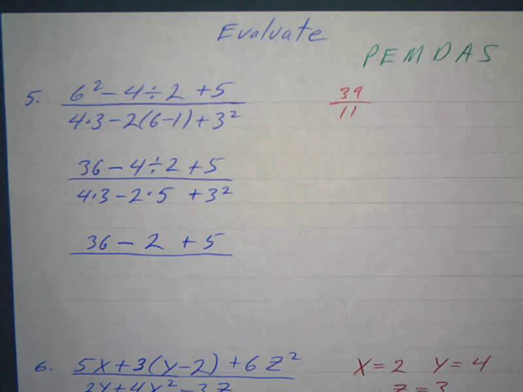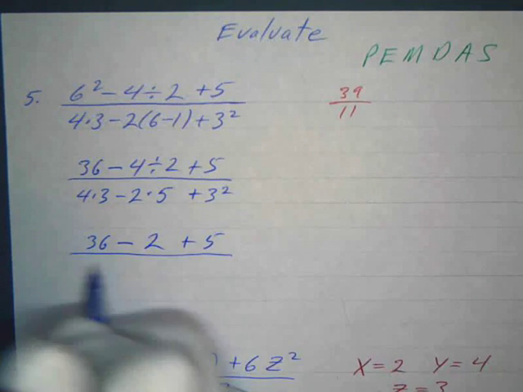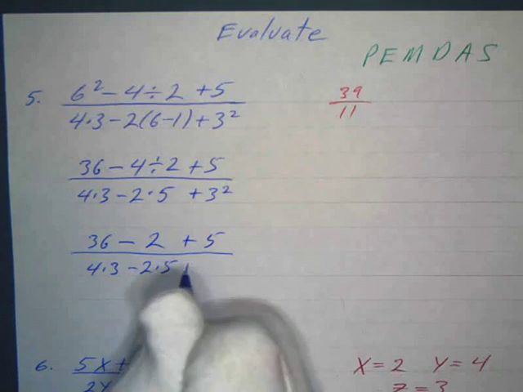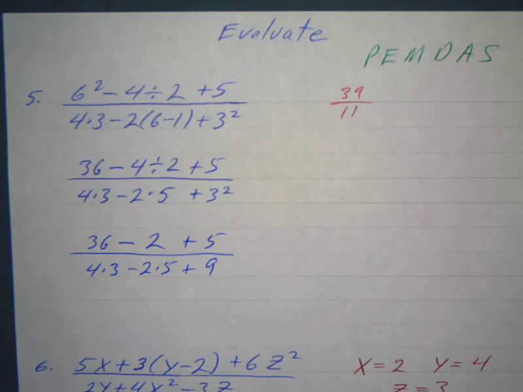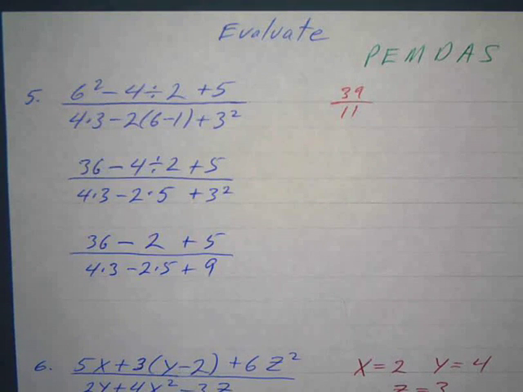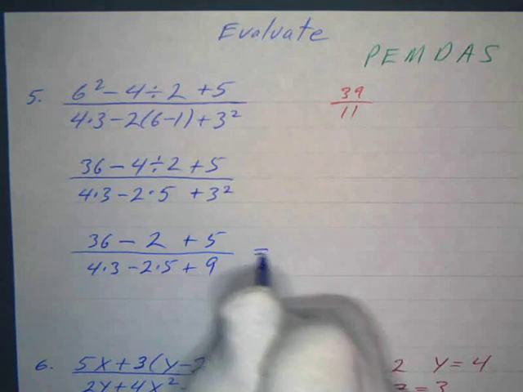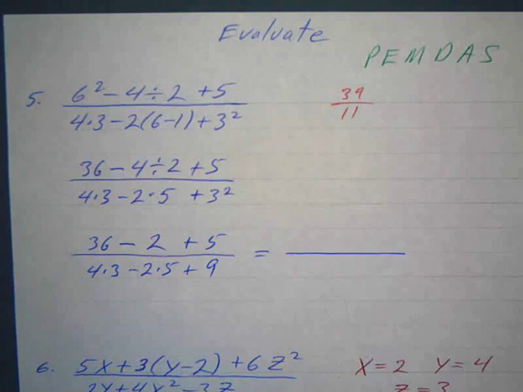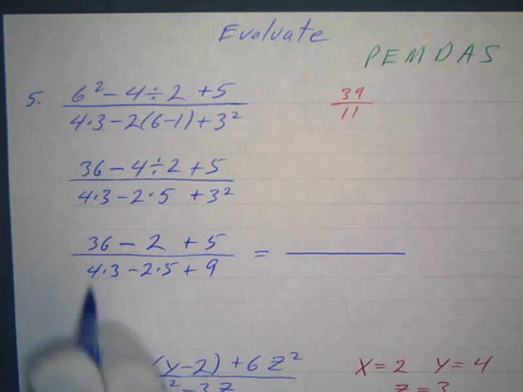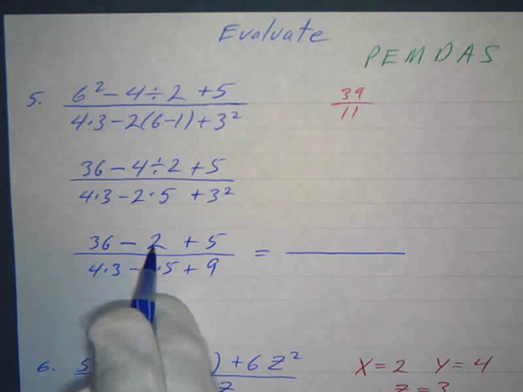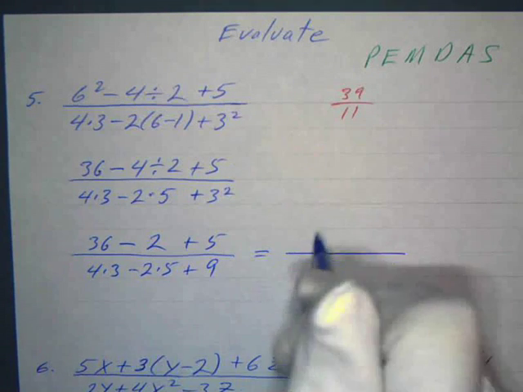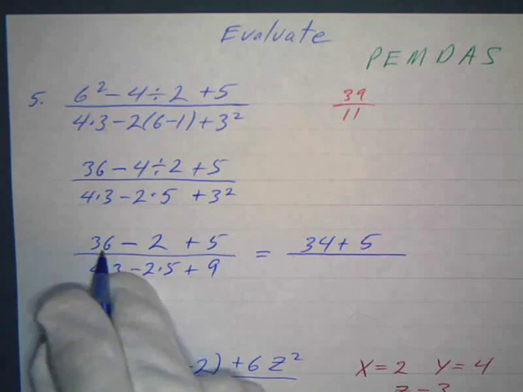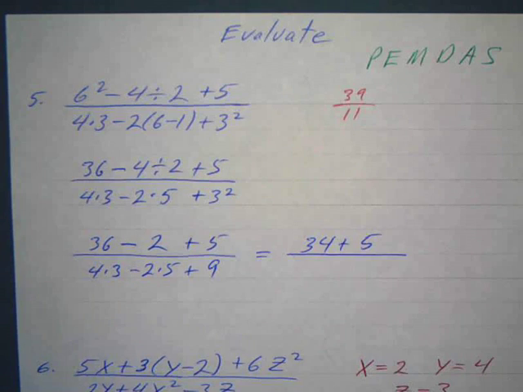I still have powers in the bottom. So I'll do multiply: 4 times 3, I'll wait on that, minus 2 times 5, plus, and what's 3 squared? 9. Okay? And I can kind of work horizontally for a while now. And in the top, I'm ready to add or subtract from left to right. So what's 36 minus 2? I can replace that by 34. So 36 minus 2 is 34. I'll do the plus 5 in just a moment.